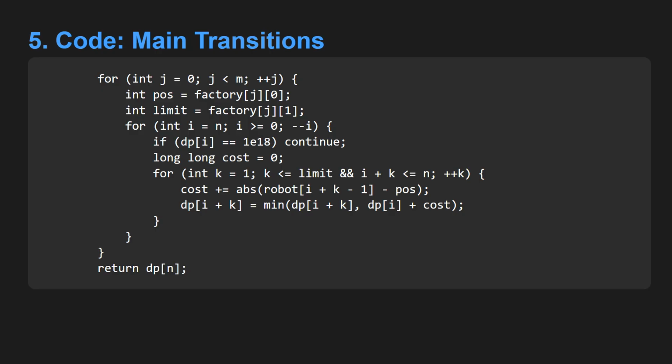Then, we have an inner loop for k from 1 up to the factory limit, ensuring we don't exceed the total number of robots. We accumulate the absolute distance of moving the new robot to the factory, and update DP of I plus k. Finally, we return DP of n.